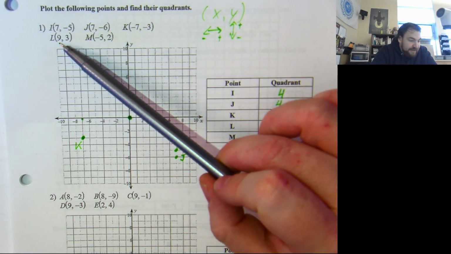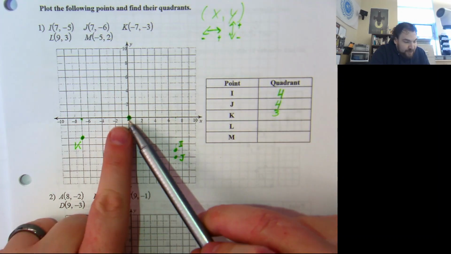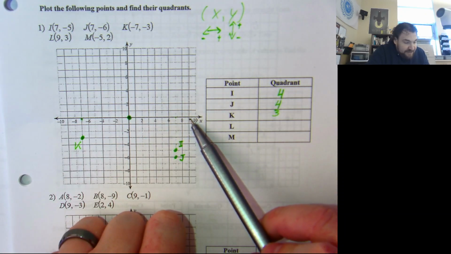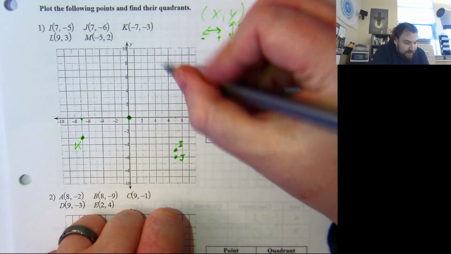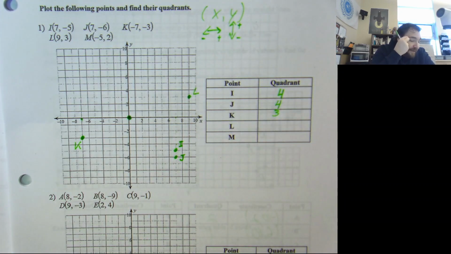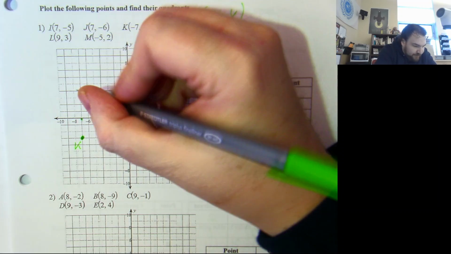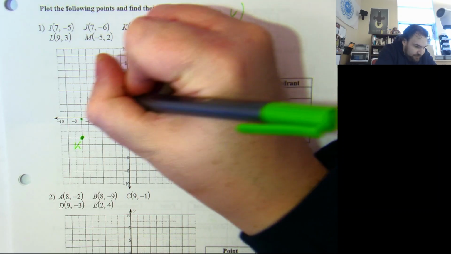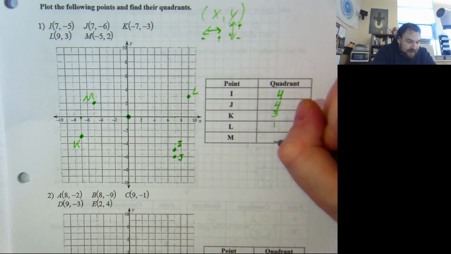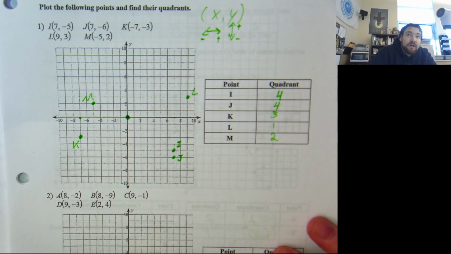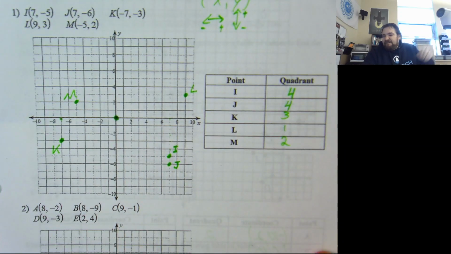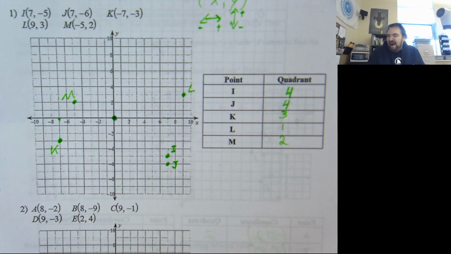L, if it's going to be at 9, 3 from the origin, that's a positive number, so we go to the right all the way to 9. It's between 8 and 10, and then up 3 is that guy there. There's L, and then M is going to be this point right there. So L is in quadrant 1 and M is in quadrant 2. Comments, questions, concerns on any of those? First chunk of questions.